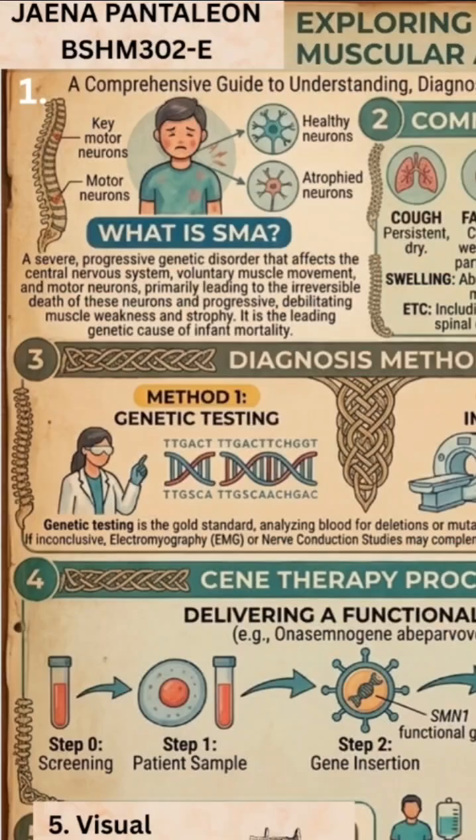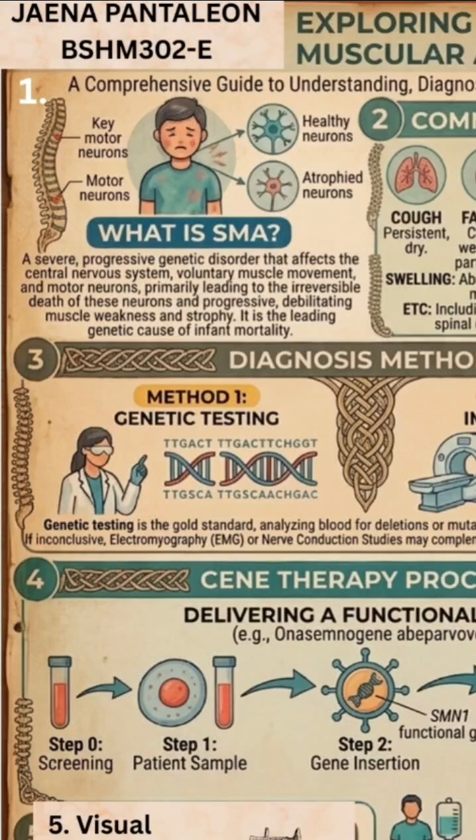And to put it simply, SMA is a progressive genetic disorder that attacks the motor neurons in the central nervous system. So some of you are familiar with the central nervous system, right? Okay, it involves the spinal cord as well as the brain of humans. So these are the nerve cells responsible for voluntary muscle movement. So when these neurons die, it leads to irreversible muscle wasting or atrophy. Historically, it has been the leading genetic cause of infant mortality, which is why understanding this is so critical.